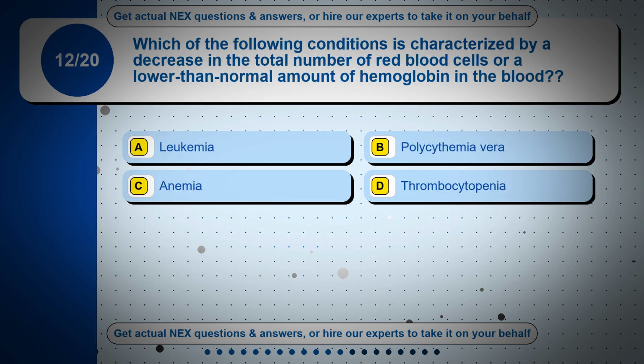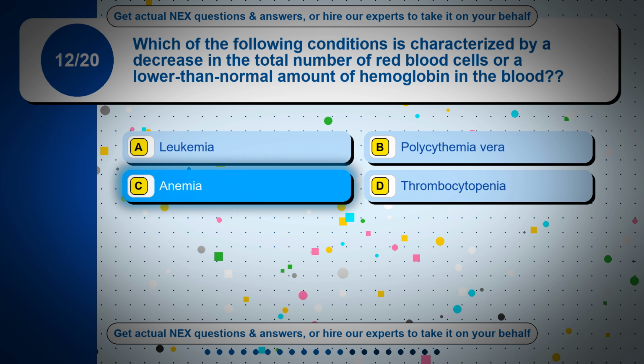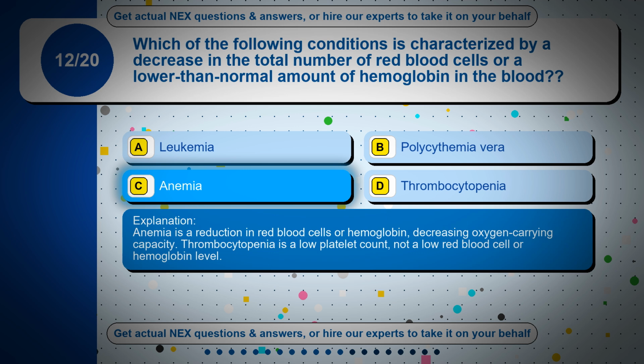Question 12. Which of the following conditions is characterized by a decrease in the total number of red blood cells or a lower than normal amount of hemoglobin in the blood? Option A, leukemia. Option B, polycythemia vera. Option C, anemia. Option D, thrombocytopenia. The correct answer is option C, anemia. Anemia is a reduction in red blood cells or hemoglobin, decreasing oxygen carrying capacity. Thrombocytopenia is a low platelet count, not a low red blood cell or hemoglobin level.